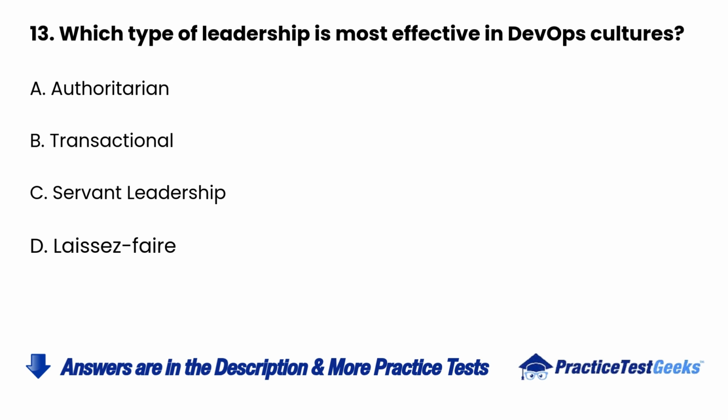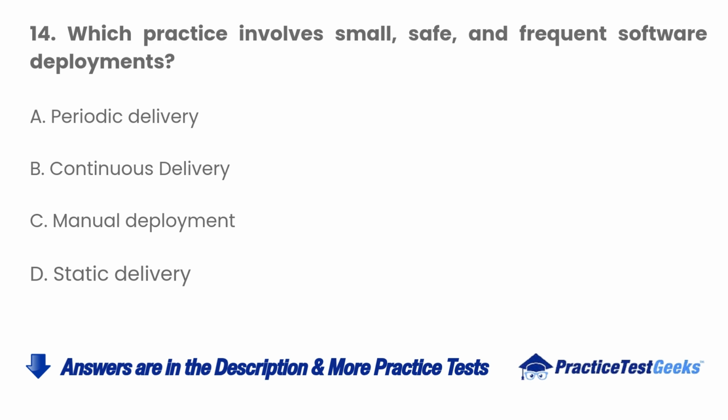13. Which type of leadership is most effective in DevOps cultures? A. Authoritarian. B. Transactional. C. Servant leadership. D. Laissez-faire.